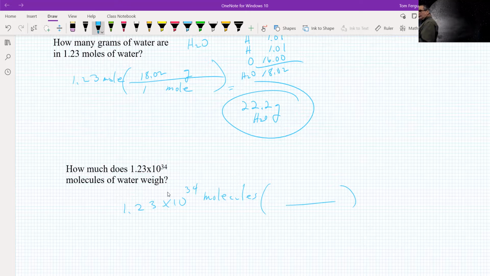Okay. What's our next step? The word weight. So is there a conversion going from molecules to grams? There's no direct conversion. The conversions we have are number of atoms to moles, and moles to grams, not grams per number of molecules. So this is a two-step problem.